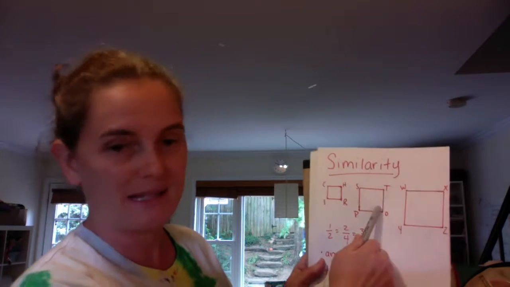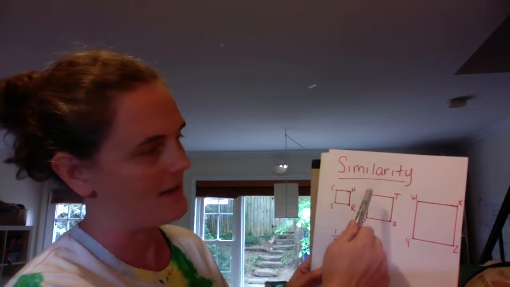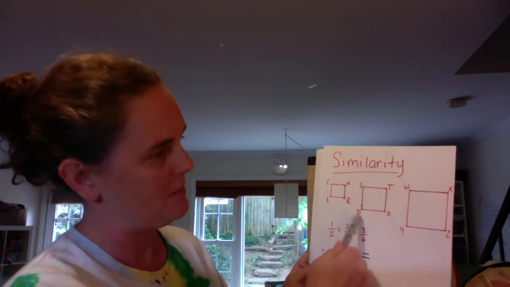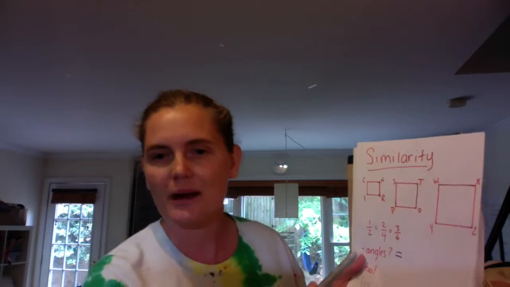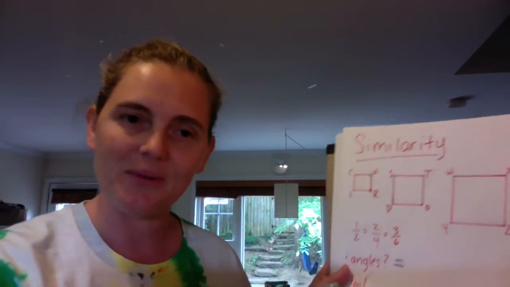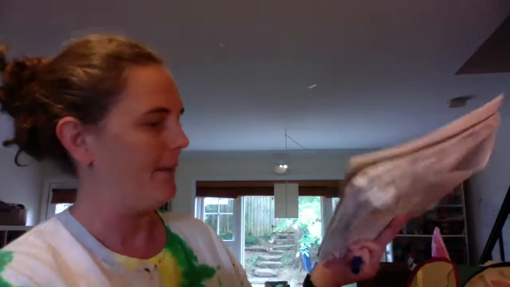So for this one to be similar to this one, angle C has to be equal to angle S, H to T, I to P, R to O. It doesn't need to be a square. I chose a square because it was the easiest to do. I could do any sort of crazy shape that I wanted to.